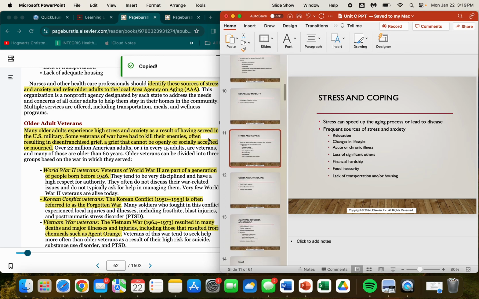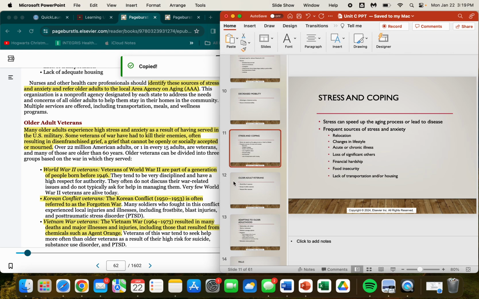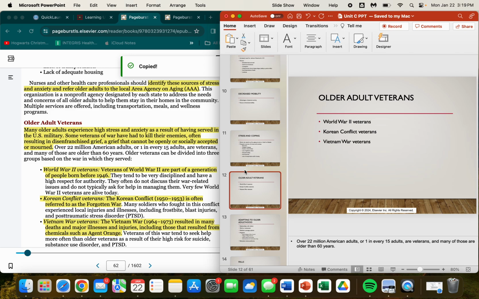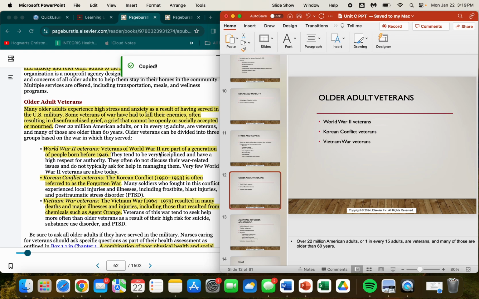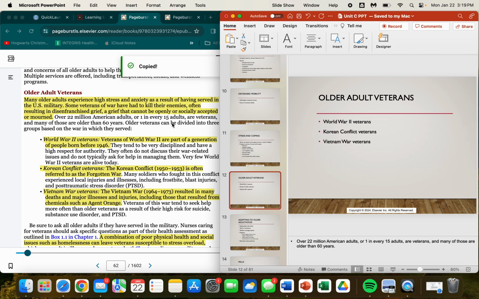And then within this group of older adults, we talk about older adult veterans. So many of these older adults have experienced stress and anxiety from serving in our military. Some of them have been in war, some have been in active combat, have had to kill people, which often results in what we call disenfranchised grief, or grief that cannot be openly or socially accepted, because not everybody understands that, right? Unless you've done it and experienced it, it's pretty hard to understand.